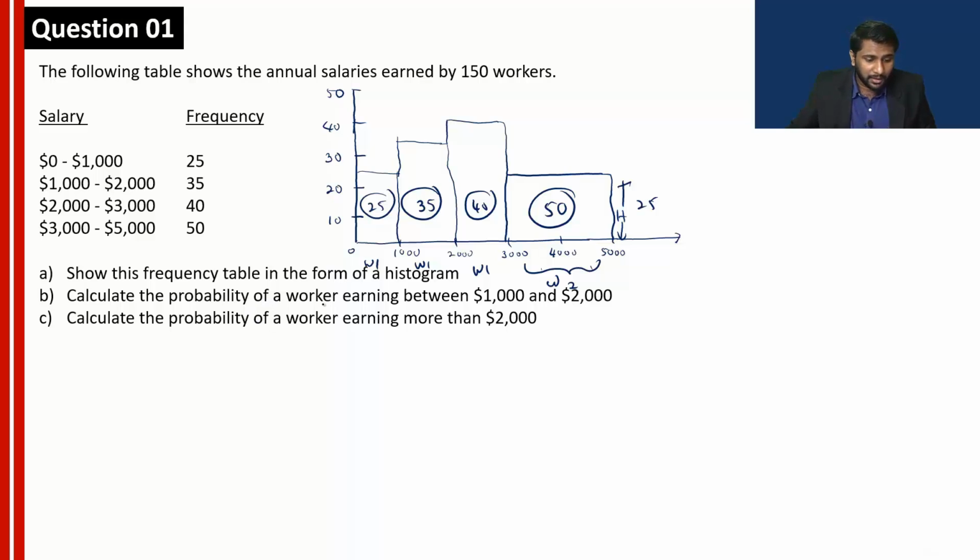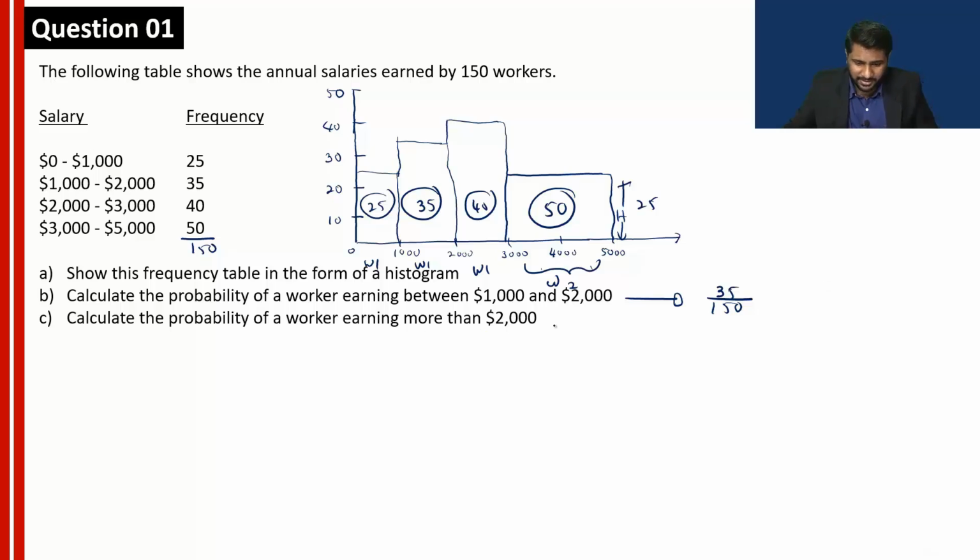Calculate the probability of a worker earning between 1000 to 2000. If I pick an employee randomly, what's the chance of that particular employee's salary being between 1000 to 2000? In total, how many employees are there? 150 employees in total. Out of that, how many employees are there between 1000 to 2000? 35 employees.